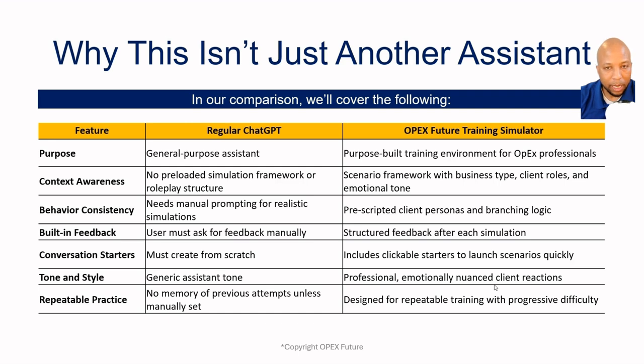Now, last but not least, repeatable practice. Regarding that feature, ChatGPT does not have memory of previous attempts unless you manually set that. When it comes to OPEX Future Training Simulator, it's designed for repeatable training with progressive difficulty. Just wanted to get into those differentiators to discuss what's the difference between utilizing regular ChatGPT and utilizing the OPEX Training Simulator. There you have it.